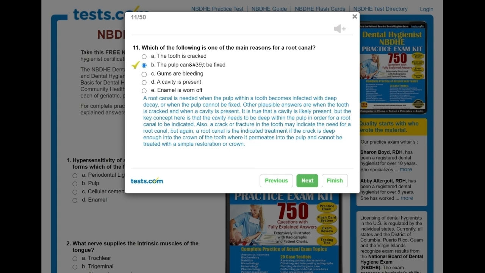Also, a crack or fracture in the tooth may indicate the need for a root canal, but again, a root canal is the indicated treatment if the crack is deep enough into the crown of the tooth where it permeates into the pulp and cannot be treated with a simple restoration or crown.